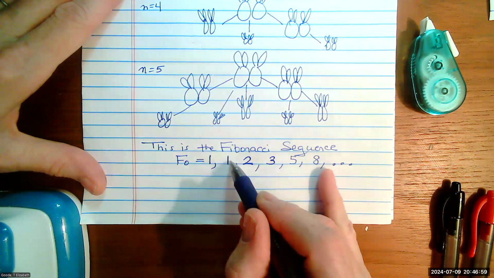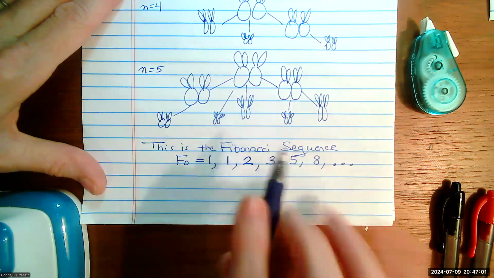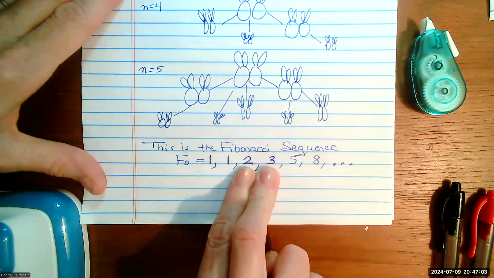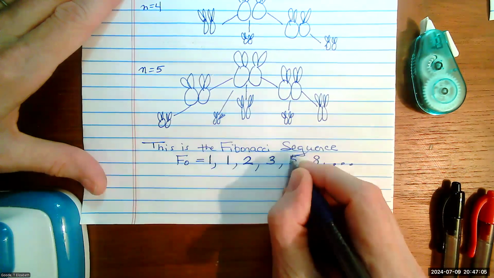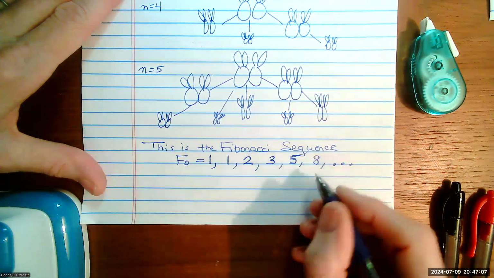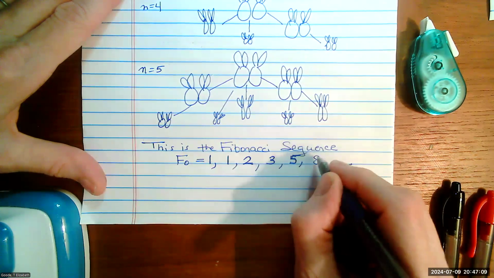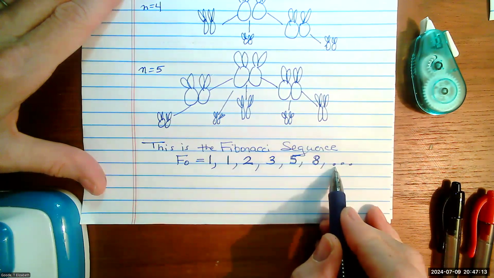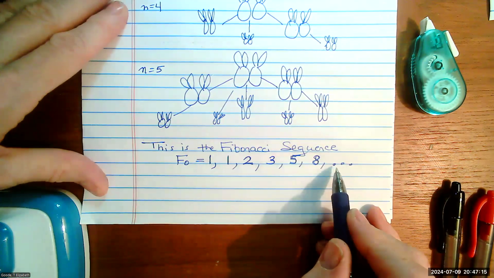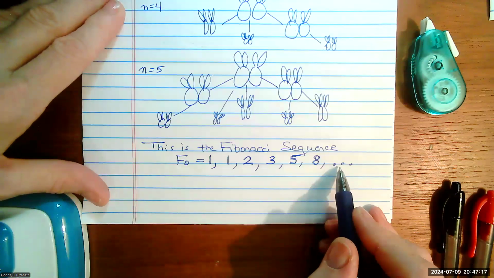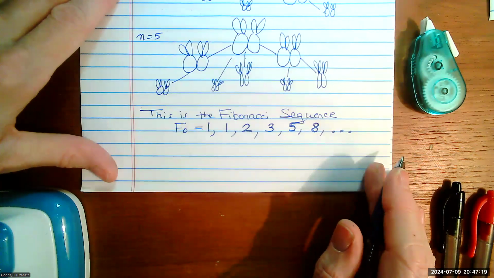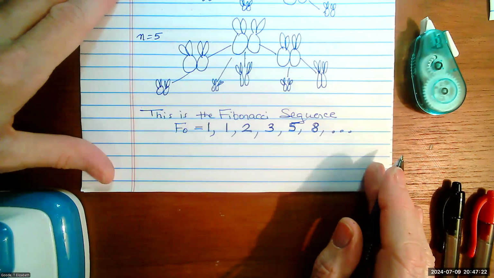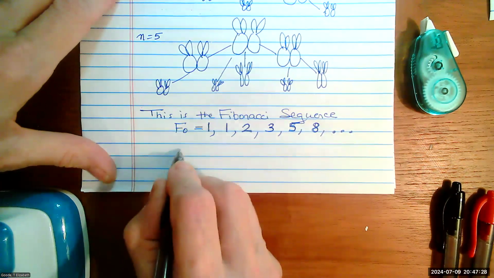Now the sequence is 1, 1, 2, 3. To get the next term, you add the last 2 terms together. 2 plus 3 is 5. 3 plus 5 is 8. What would the next term be? 13. Yes, indeed. And what would be the one after that? 21. That's right.